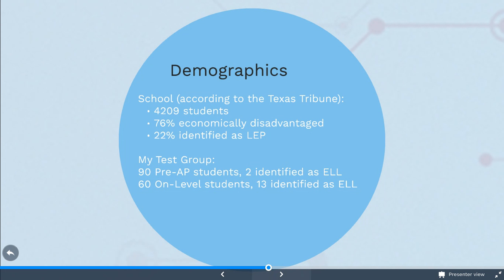In my own test group, my own classroom, 90 of my students are pre-AP students, 2 identified as English language learners, 60 of my students are on level, and 13 are identified as English language learners. About half of those students are on the high scale, advanced high. The other half are either intermediate to advanced.